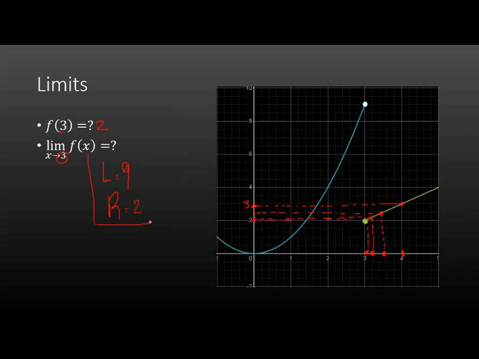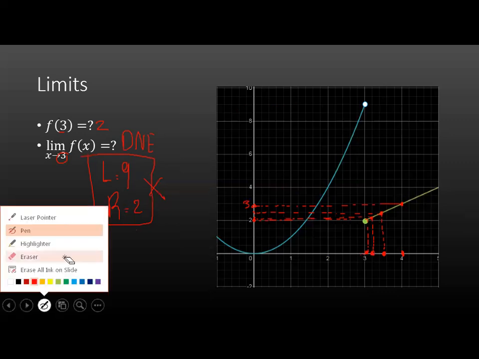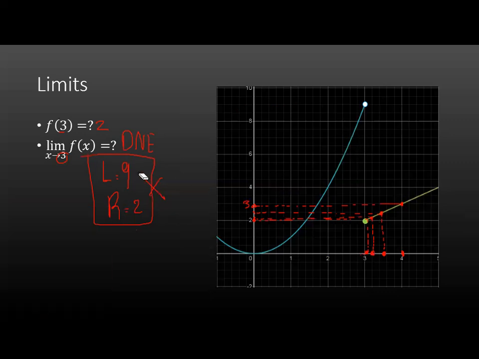And as you can see, both of them are not the same. So therefore, the limit here is non-existent, or the limit does not exist, or DNE, because both of them are not the same. From the left, it approaches exactly 9. On the right, it approaches exactly 2. So no, the limit does not exist.